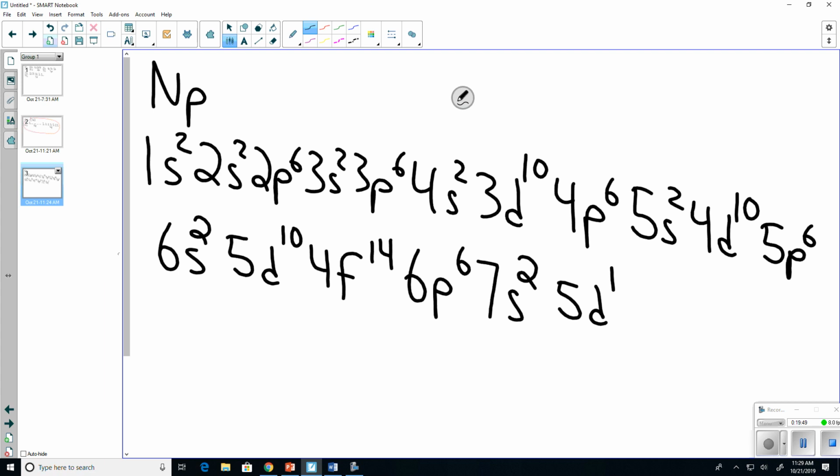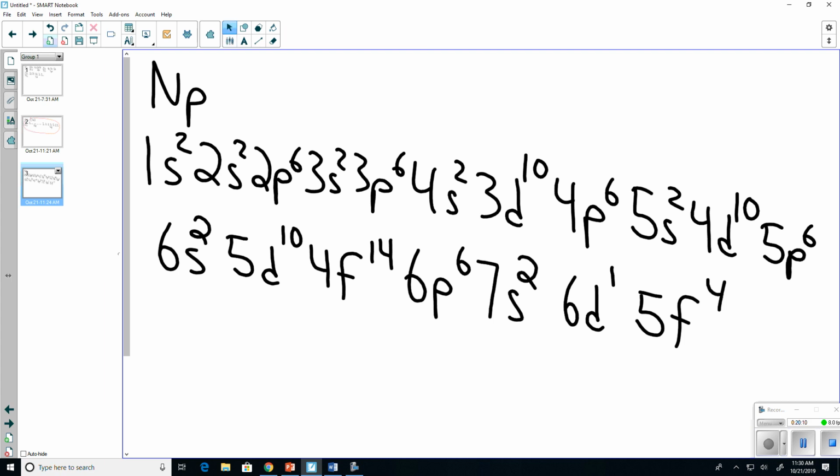I'm sorry, 61. And then we enter the 5f. Neptunium is the 1, 2, 3, fourth element. This would be the electron configuration for Neptunium.